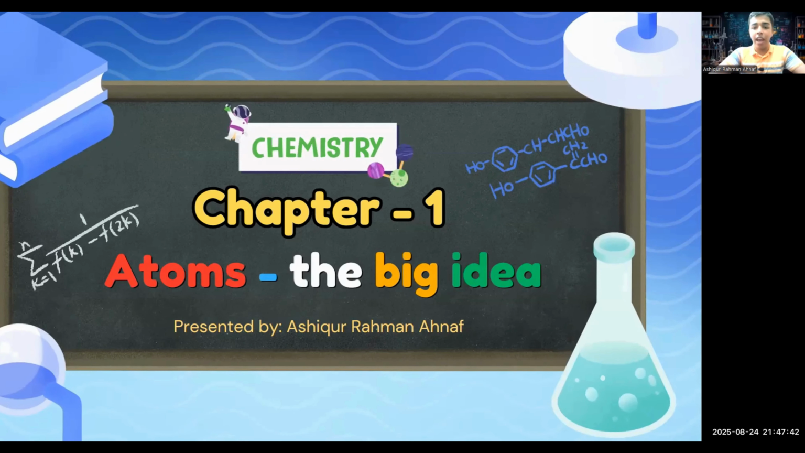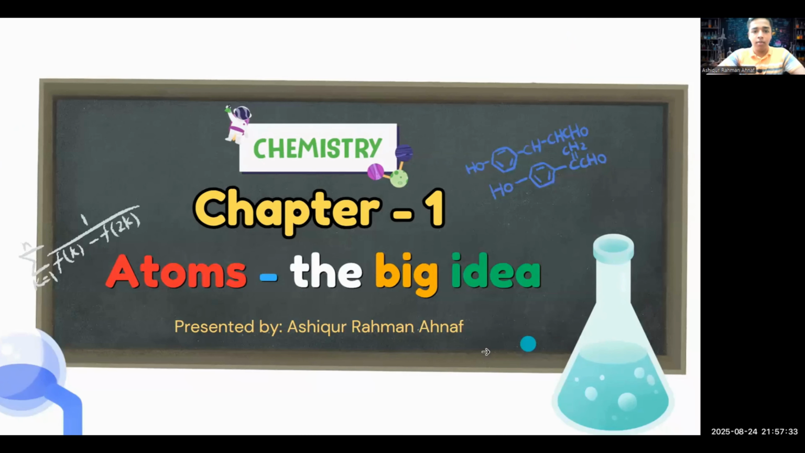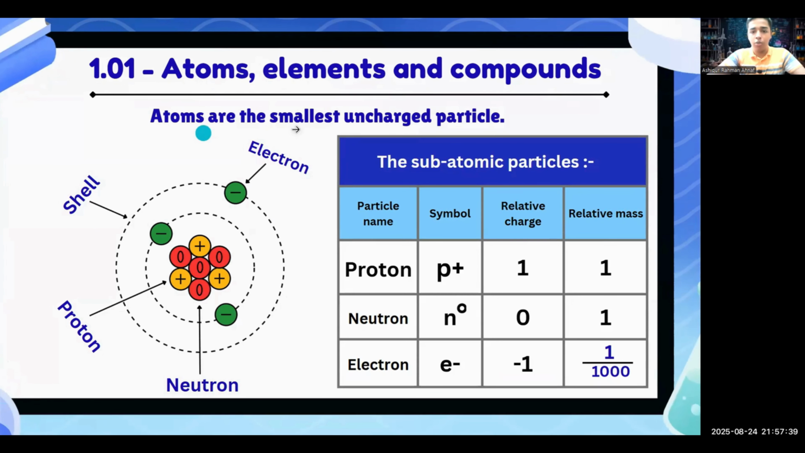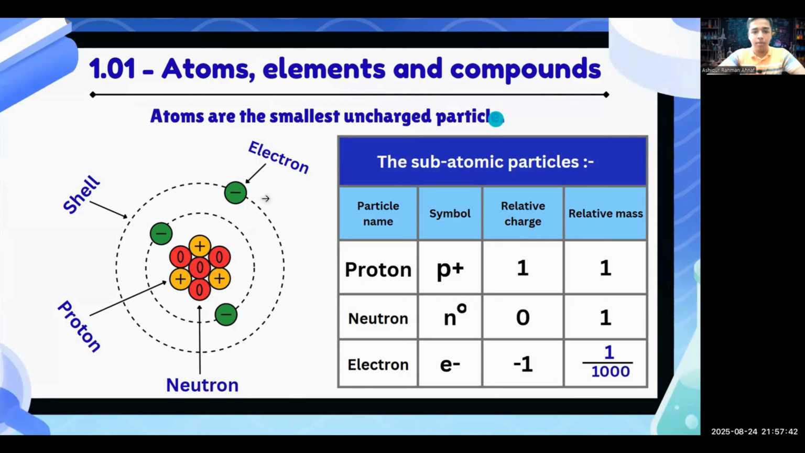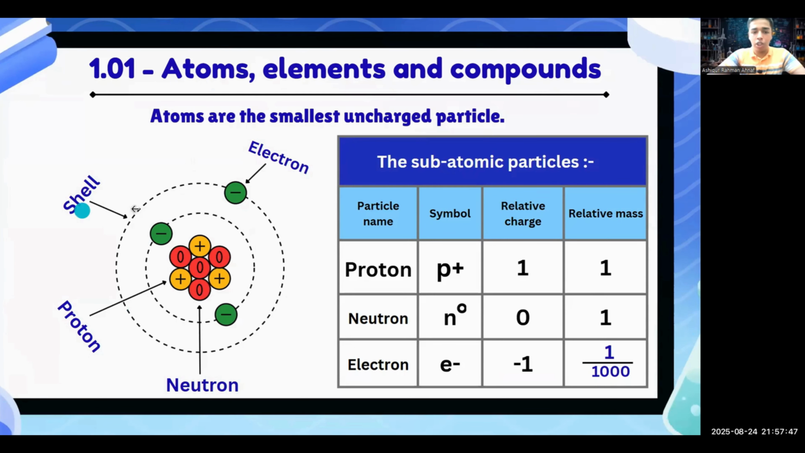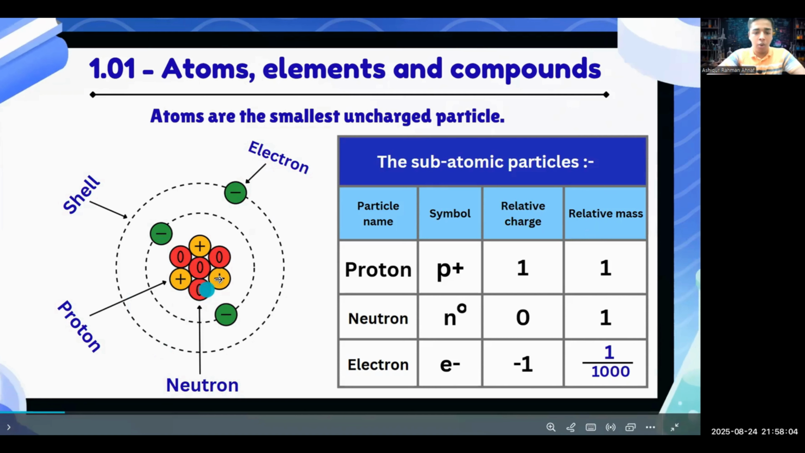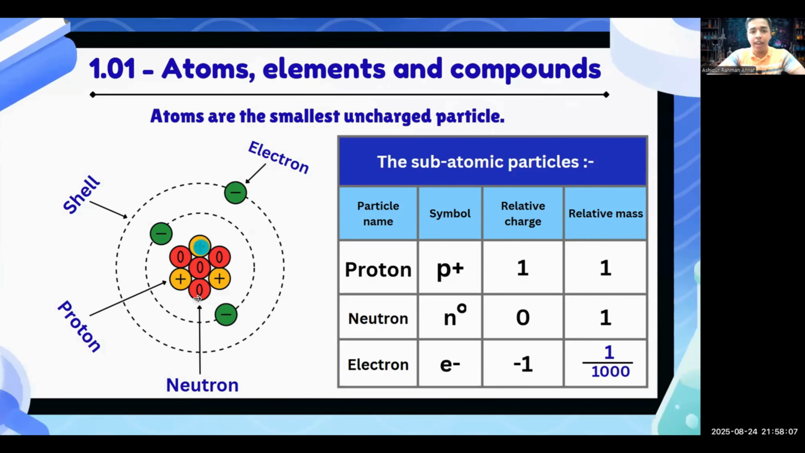Chemistry, Chapter 1, Atoms the Big Idea, presented by me Ashiqur Roman Ahnaf. 1.01 Atoms, Elements and Compounds. Atoms are the smallest uncharged particle. This is an atom diagram and this is called shell. More specifically, we call this outer shell. And this is inner shell. And this is electron, this is proton, and this is neutron. The whole thing is called nucleus of an atom.